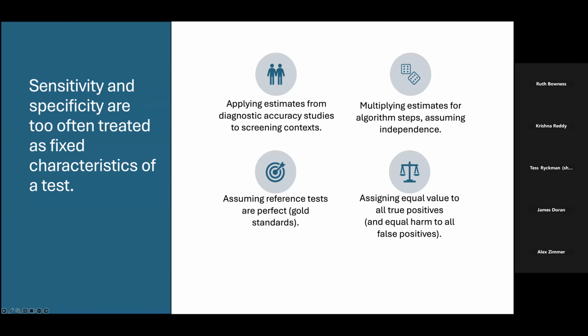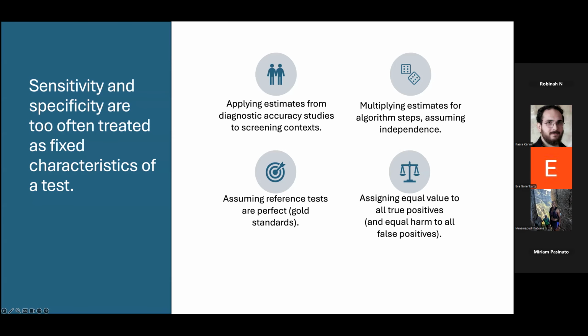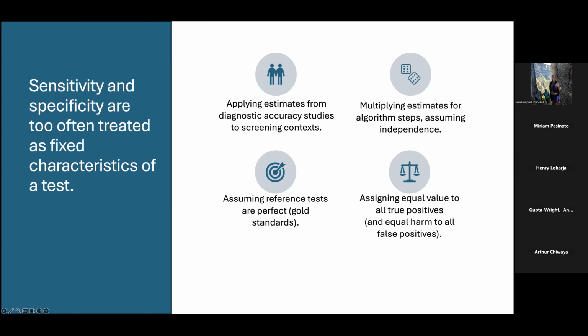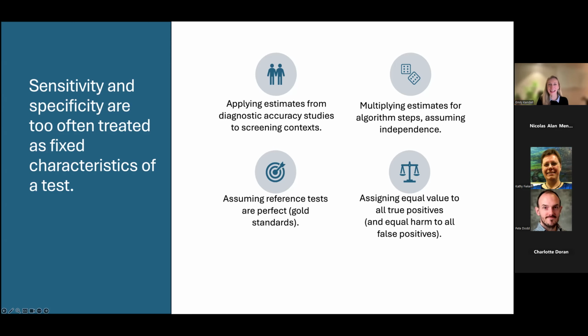This is true when we take estimates from diagnostic accuracy studies that are in people presenting to healthcare systems with classic TB symptoms, and we apply those numerical estimates to screening contexts. It's true when we have algorithms with multiple test steps and we multiply estimates of how the different tests perform, assuming that they're independent of each other.